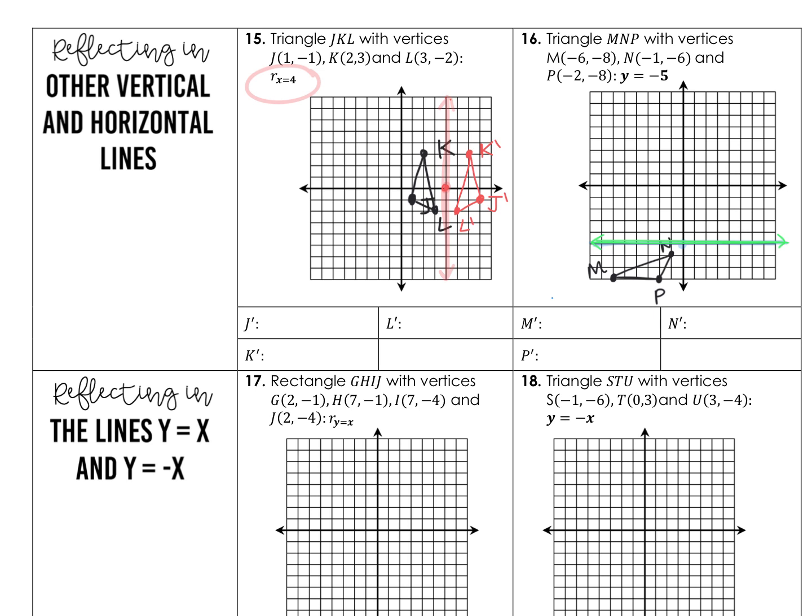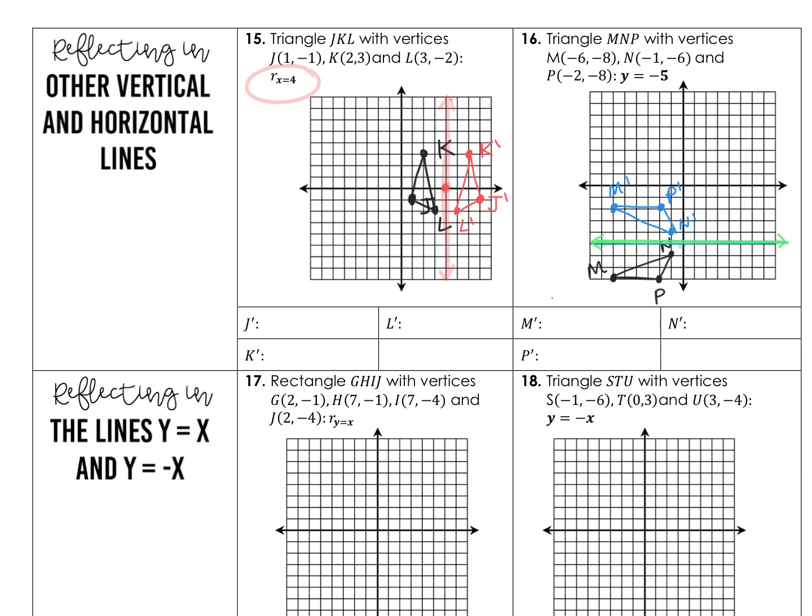So now again, you're just counting. How far away is it from that line? Flip it over to the other side. N is 1 away, so it goes 1 the other direction. You hopefully get the gist by now. N prime is up here, and P prime. Again, everything we're doing is rigid transformations right now, and so that means that your shape should still look the same size and shape. We're not going to record the coordinates.